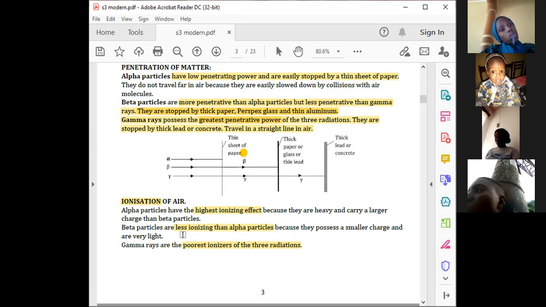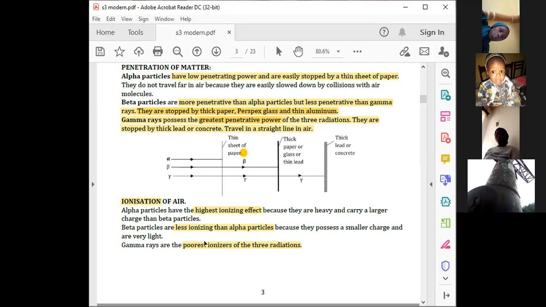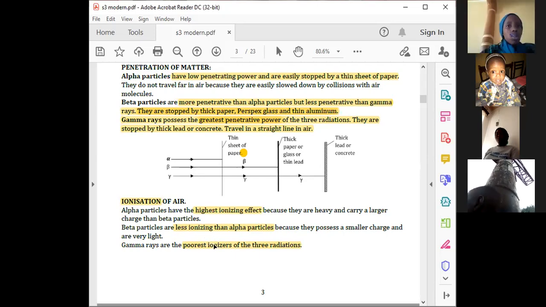Then for gamma, don't always focus much on it. The way you see it penetrates very fast, it has nothing to do with ionization. It is the poorest ionization. Why? Because this is not a particle, but it is a ray. And in other words, these are magnetic waves. Is it okay?